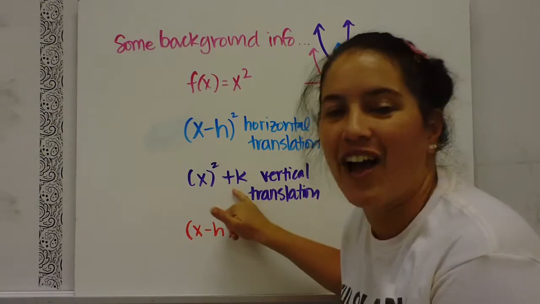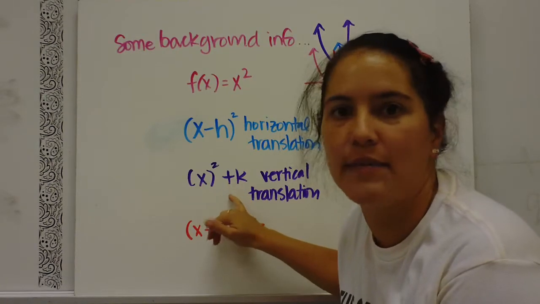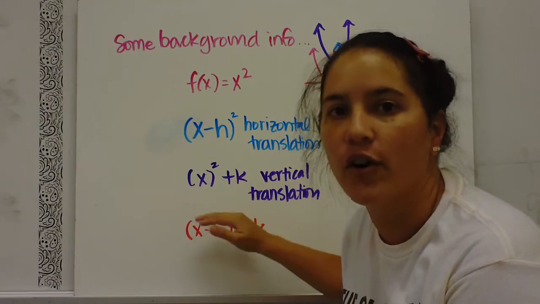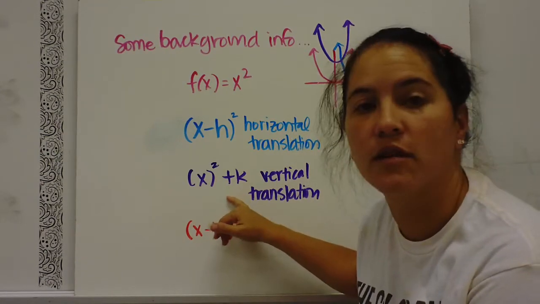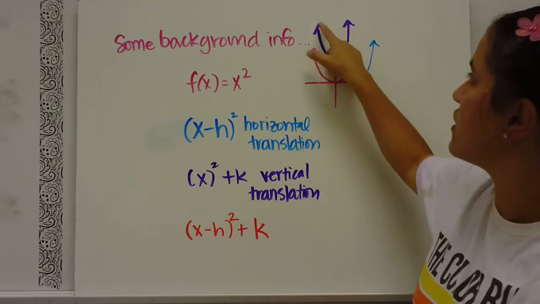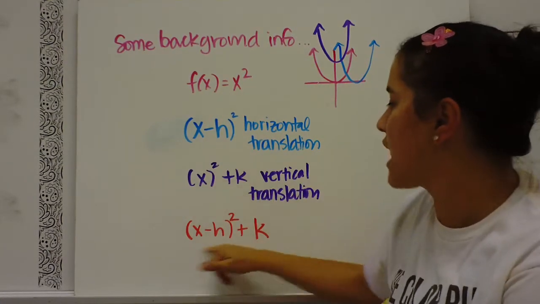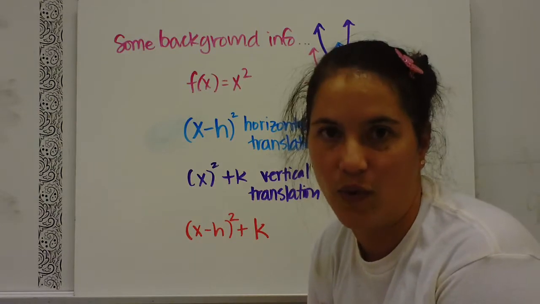And then on the outside, if you're adding a k, whatever the value is on the outside, that's going to be your vertical translation. If it's a positive, it's going to be up. If it's minus, it's going to be down. So there's your vertical translation. Then you put them both together, and that's where we get the vertex form from.